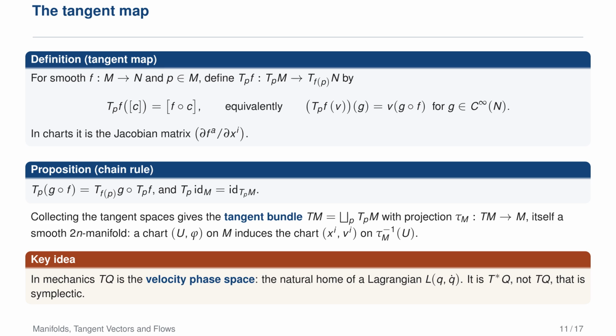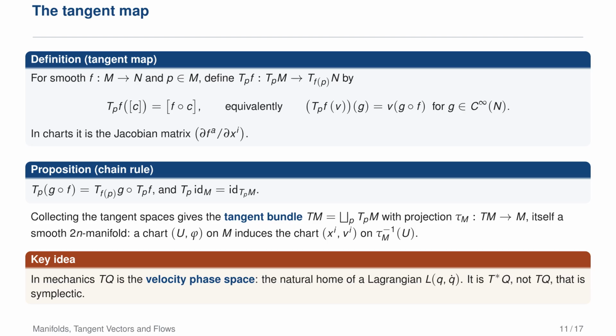A smooth map ought to carry velocities to velocities, and it does. For f from M to N, the tangent map of f at P sends the tangent space to M at P to the tangent space to N at f of P. On curves, the class of a curve c goes to the class of f composed with c. On derivations, the tangent map of f applied to V acting on g is V acting on g composed with f. In charts, the tangent map is the Jacobian matrix of f^a with respect to x^i. The chain rule becomes functorial. The tangent map of g composed with f at P is the tangent map of g at f of P composed with the tangent map of f at P.